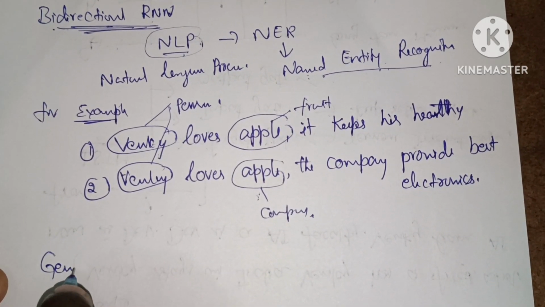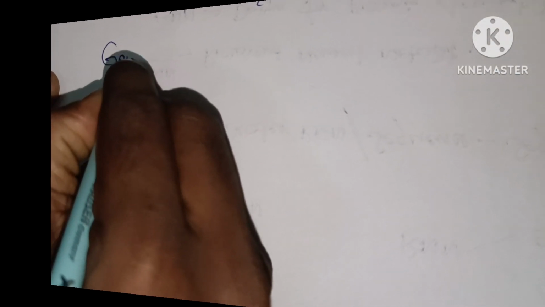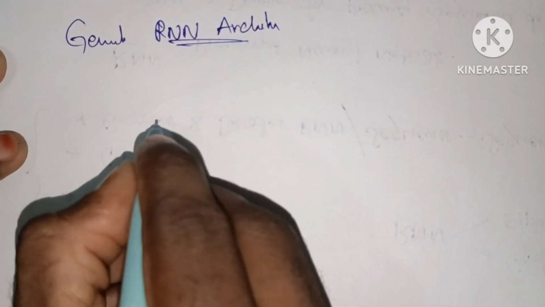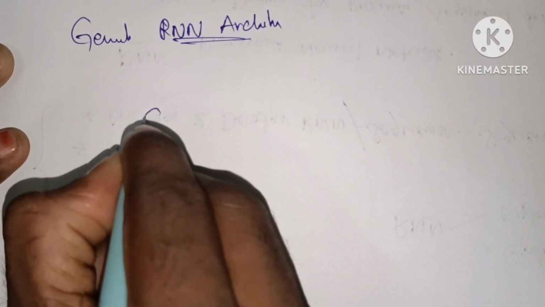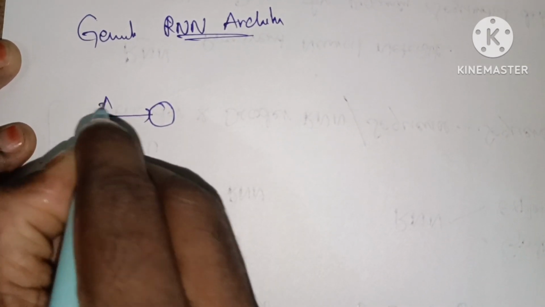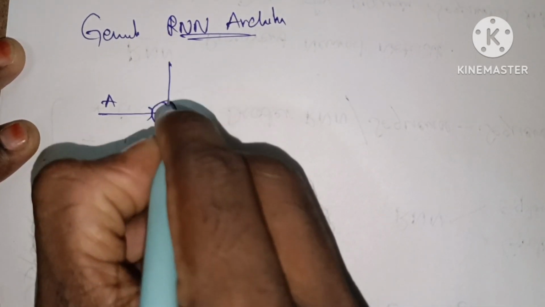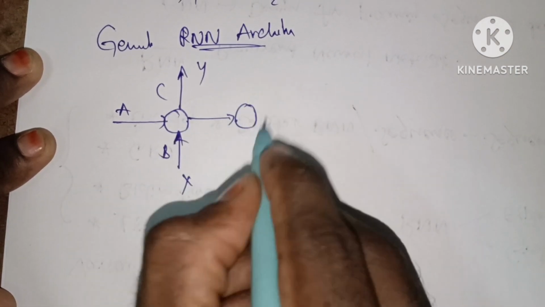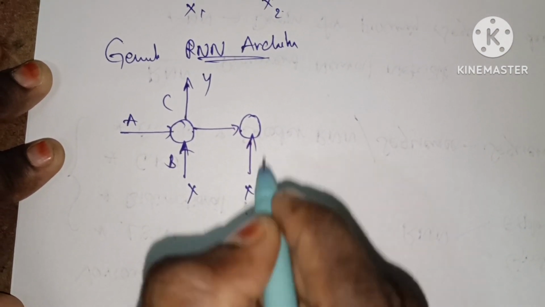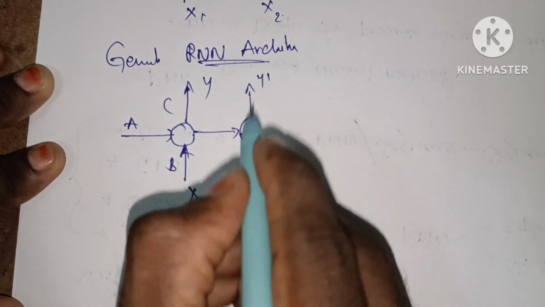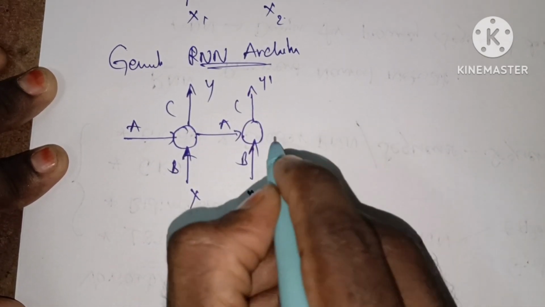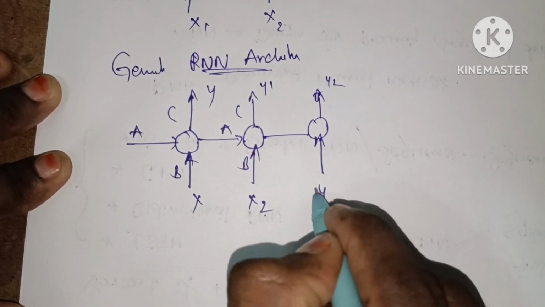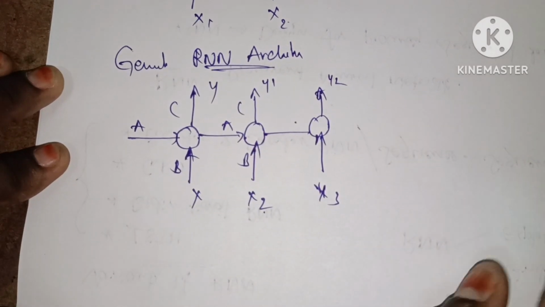How can the problem be solved? In a general RNN architecture, what will happen? It simply goes left to right. This is a hidden state parameter. X is the input, Y is the output, A, B, C are the parameters. The next hidden state depends upon the previous state. Again X2 is another input, Y1 is another output, A, B, C are the parameters. Like that, this is the general architecture of an RNN.